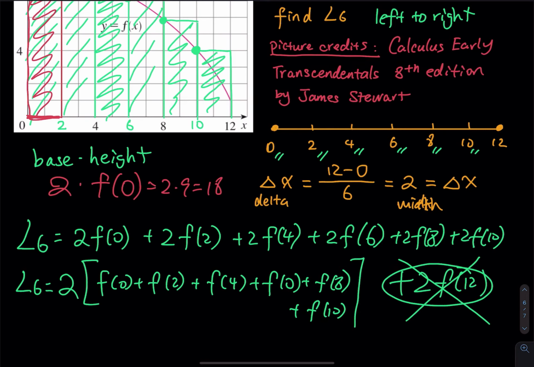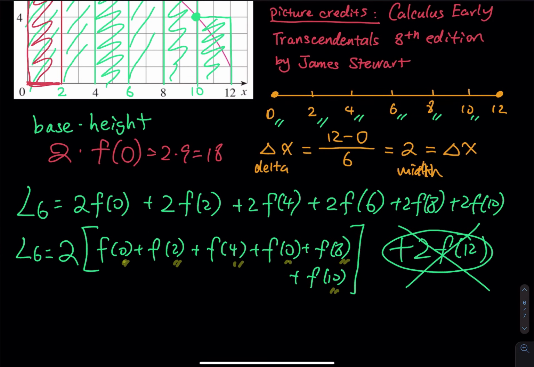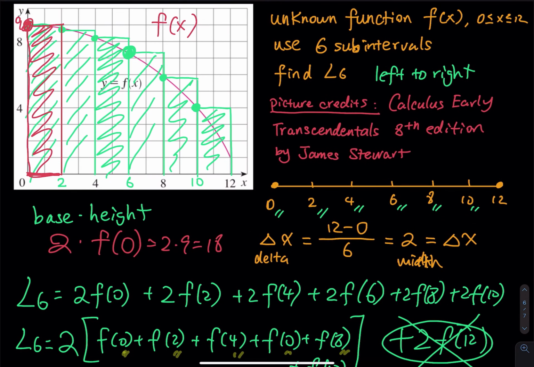And then this one, how do I know I use 6 intervals? So here is how you do the count. 1, 2, 3, 4, 5, 6. 6 intervals. Okay. Now, the next thing is 2 times f of 0, so when x is 0, the function is equal to 9.